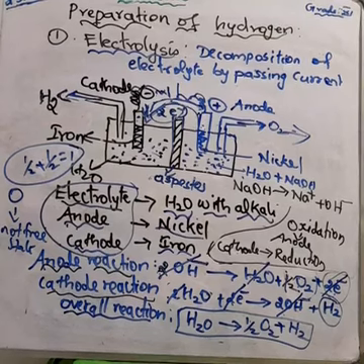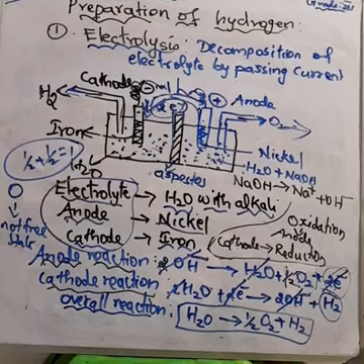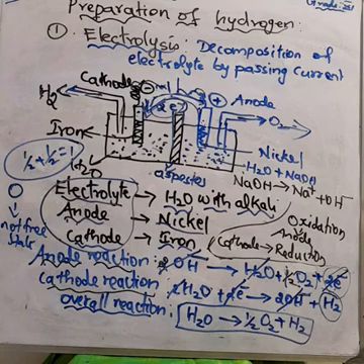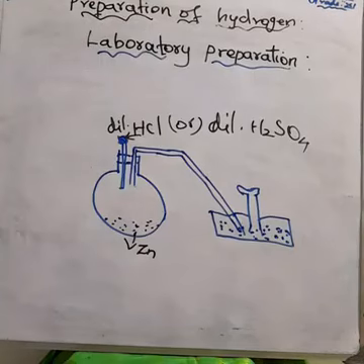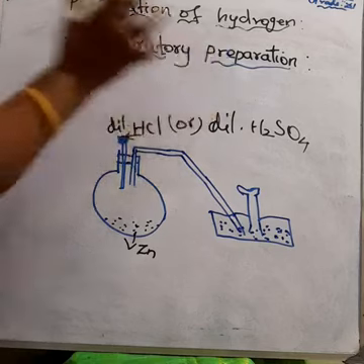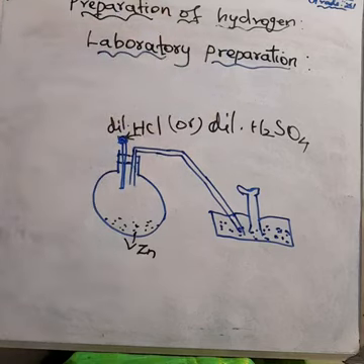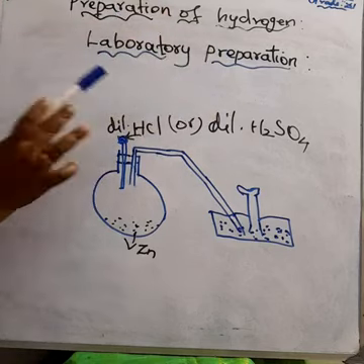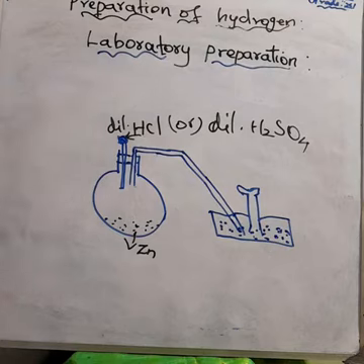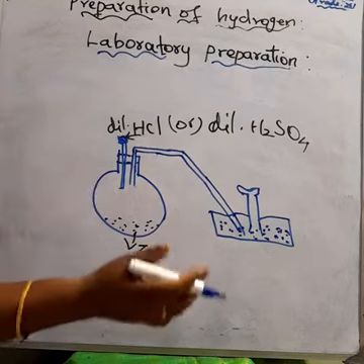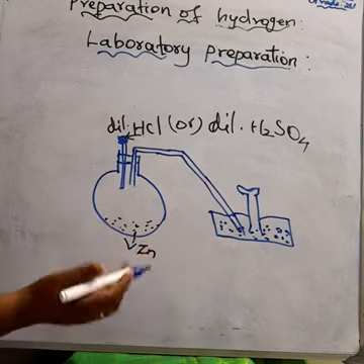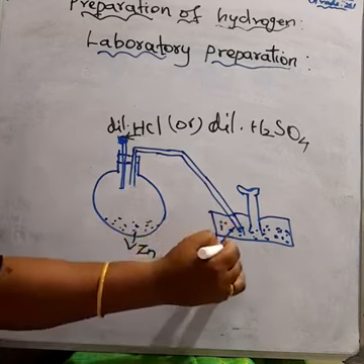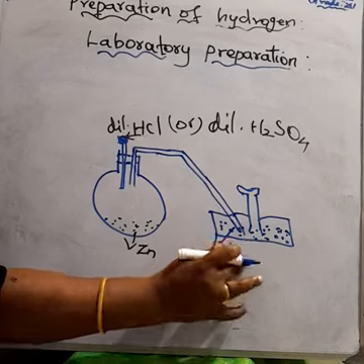But this process is not economical for large scale production, so we can use an alternate preparation method: the laboratory preparation method. In this method, hydrogen is conveniently prepared in the laboratory by the reaction of metals such as zinc, iron, tin with dilute acid. Here this is one of the apparatus, a round bottom flask.